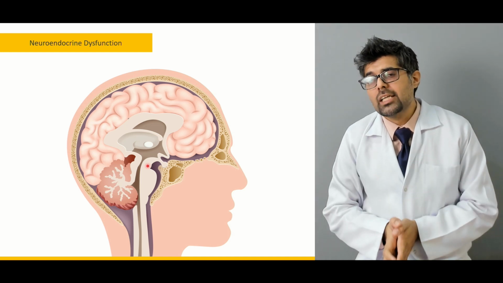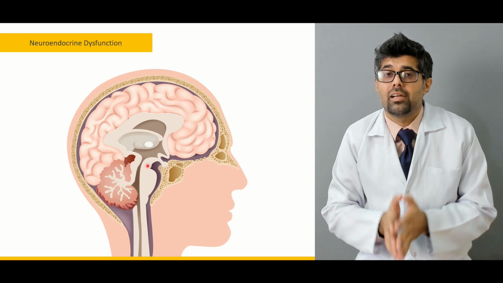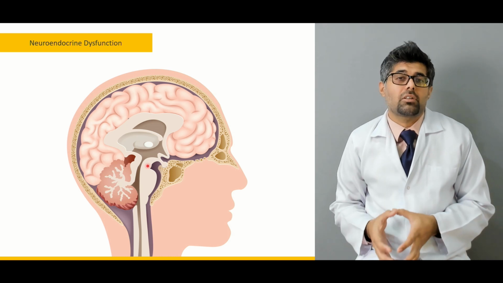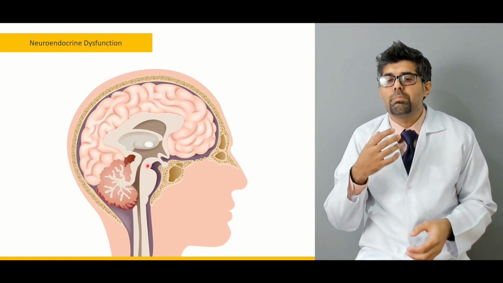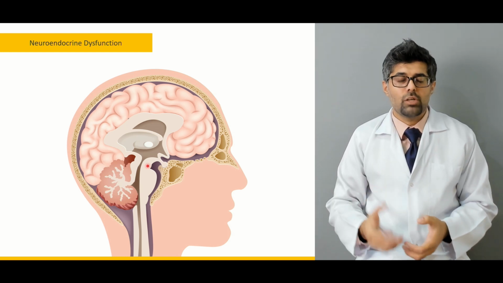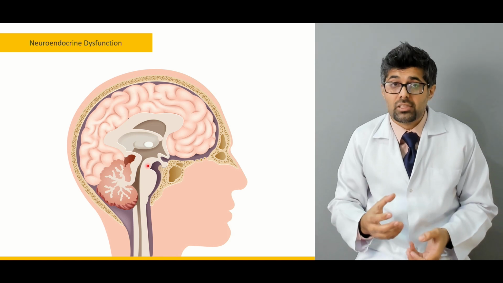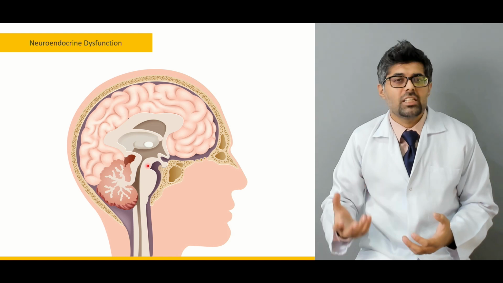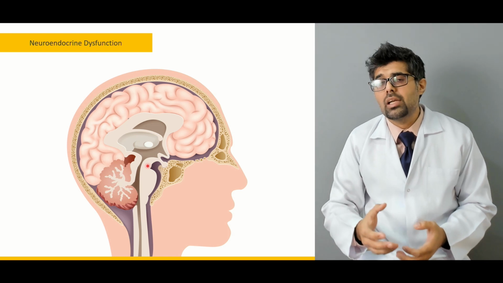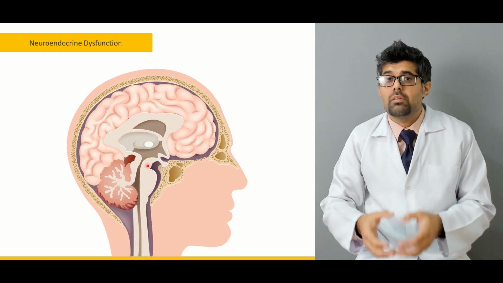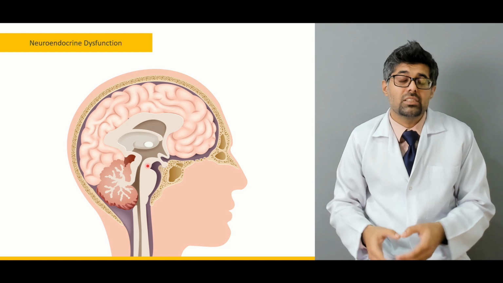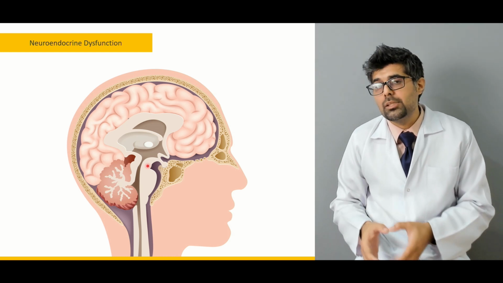Okay. Our next topic is neuroendocrine dysfunction. Now, neuroendocrine dysfunction can easily be described as any problem with the pituitary gland. The endocrine system is a system in our body which produces hormones through ductless glands. An example would be the adrenal gland or the pancreas, but there's one gland which is called the master gland. This gland controls all the other endocrine glands inside our body, and that is the pituitary gland.